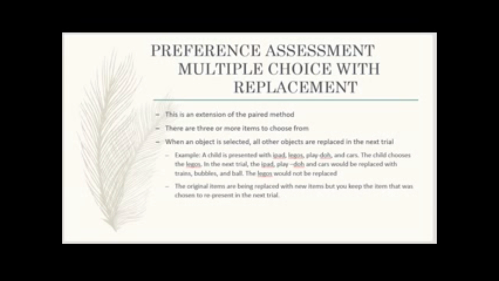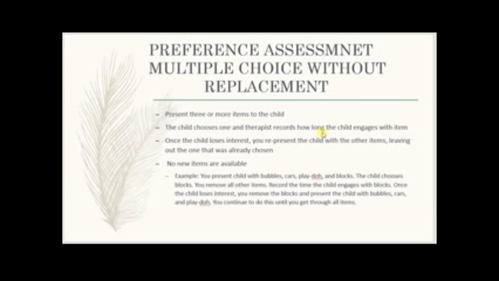I'm going to move on to the next one, which is multiple choice without replacement. So again, this is going to be you presenting 3 items or more to the child. The child chooses one, and the therapist records how long the child engages with that item. So once the child loses interest, you represent the child with the other items, leaving out the one that was already chosen. So this is what the difference is between without replacement and with replacement.